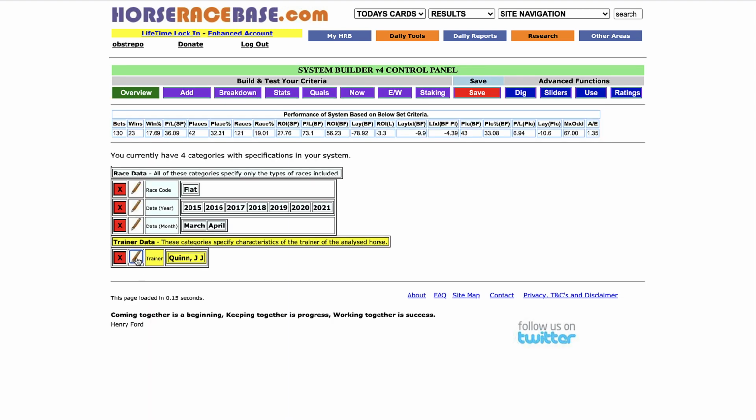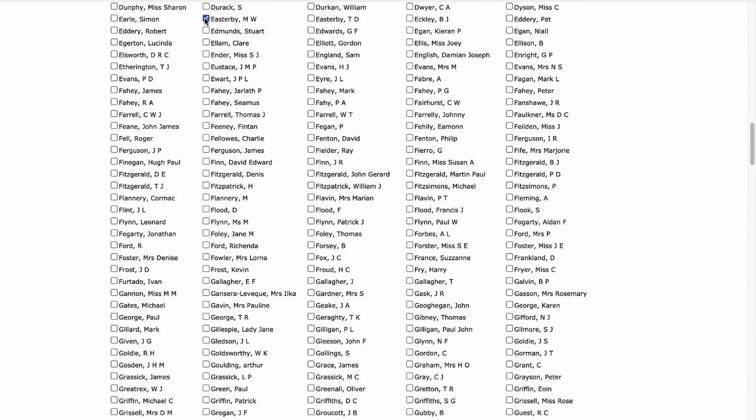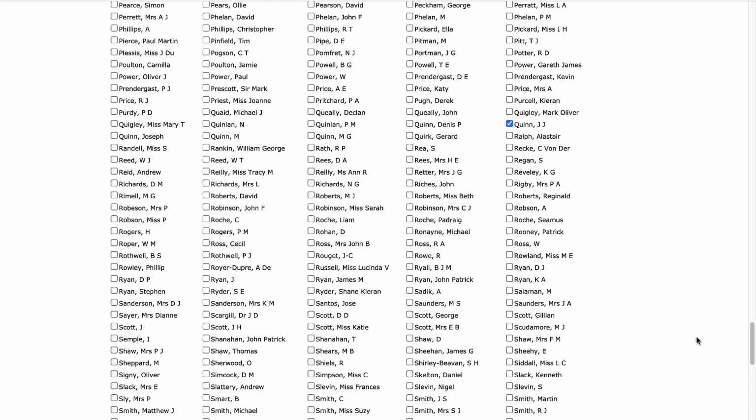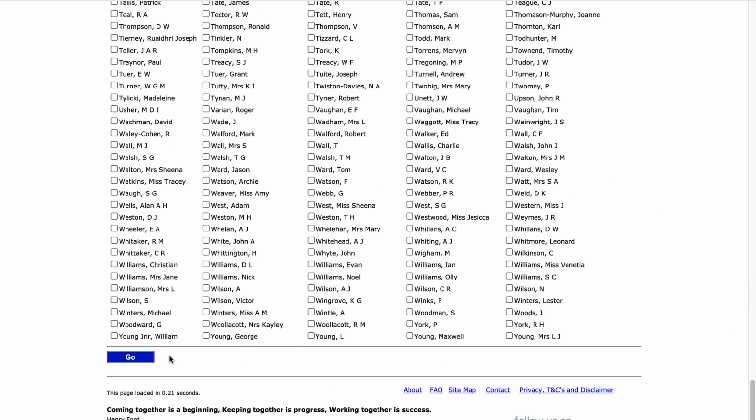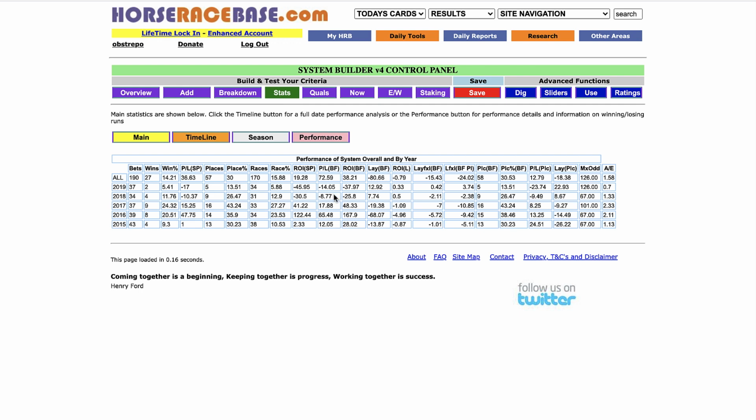We have Easterby. Again, losses the last 2 years. Nice profits before that, but the last 2 years would be a worry. Especially with 37 selections in 2019 and only 2 wins from all of those. So again, I'm going to put a cross through him.